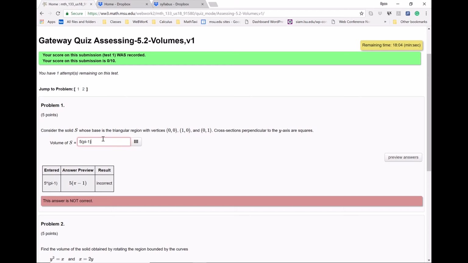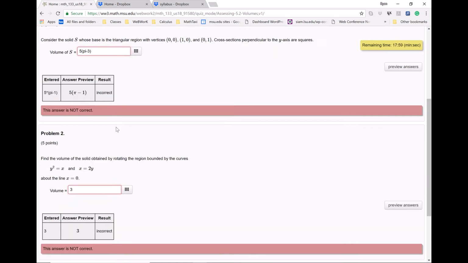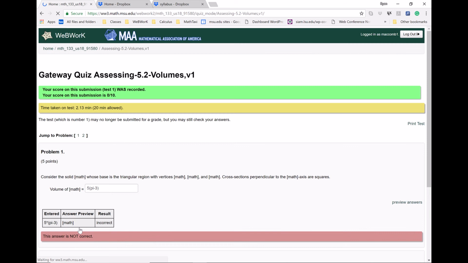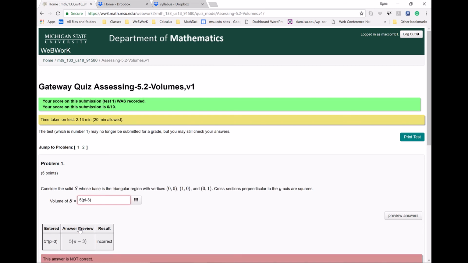So let's say I go ahead and I change things up. 5 times pi minus 3, and this one I think was 38 or something like this. And now when I go ahead and I hit grade test, I'm using my 2nd submission, and now that's it, right? It's all over, right? Unfortunately, I still got 0 out of 10, but you can see my time's not going anymore. I've used up all of my grading submissions, right? Time taken on the test was 2 minutes and change, right? So there was 20 minutes allowed, and this one is all set, right?